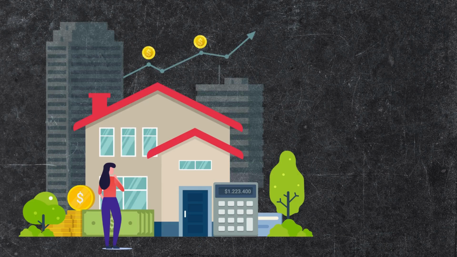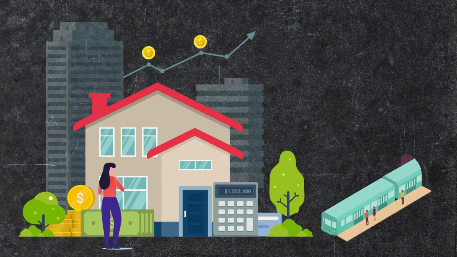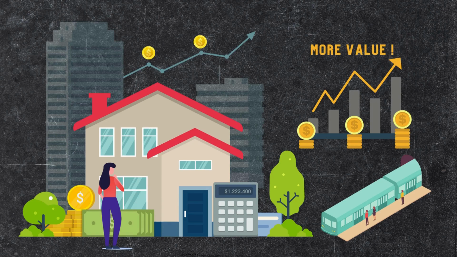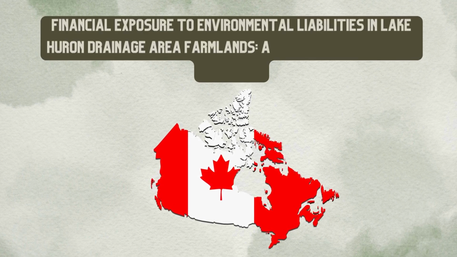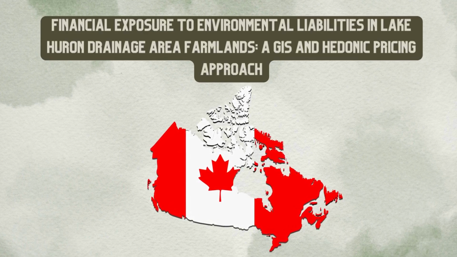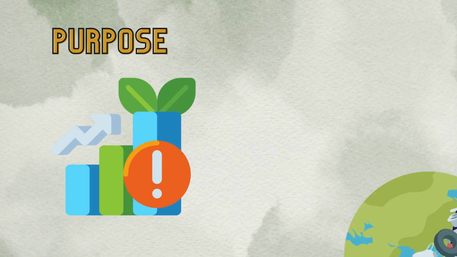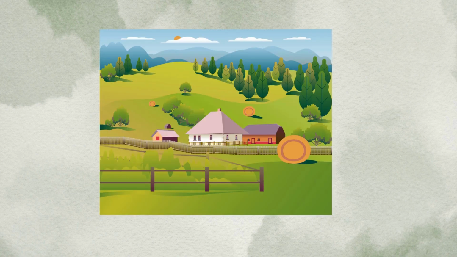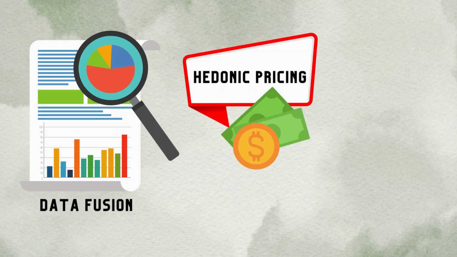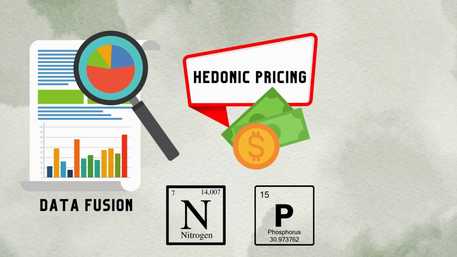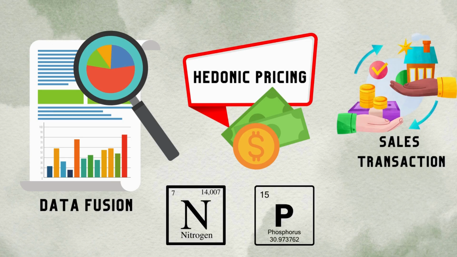Properties located within close proximity to the LRT station are more valued than properties located further away. Financial exposure to environmental liabilities in Lake Huron drainage area farmlands: a GIS and hedonic pricing approach. The purpose of this case study is to quantify the impact of environmental contamination on farmland valuation. It applies data fusion and hedonic pricing approaches to the contribution of nitrogen and phosphorus loading on farmland sales transactions.